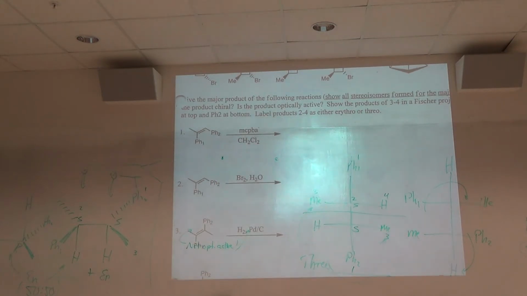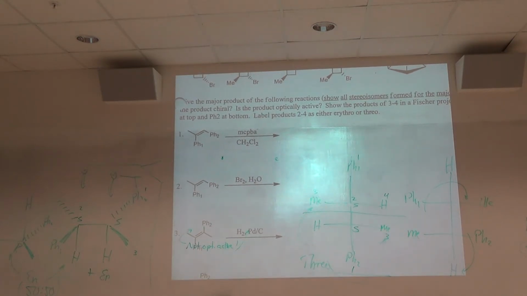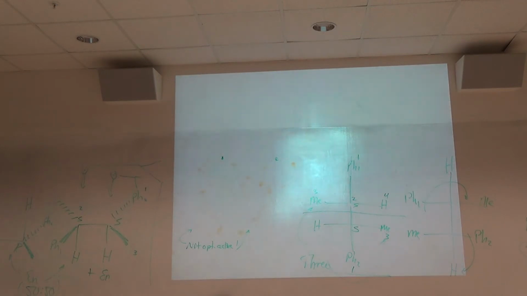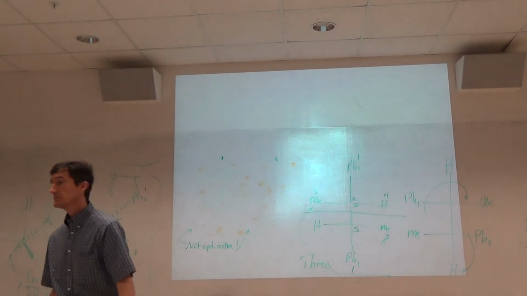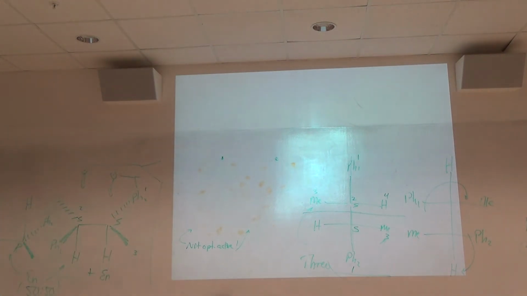Please do the other three. I want to move on. There may be something we're forgetting, but I think that's about it for stereochemistry and alkene reactions. We need to move on to our next and last topic for test 2, and that's alkyne chemistry. Carbon-carbon triple bond.